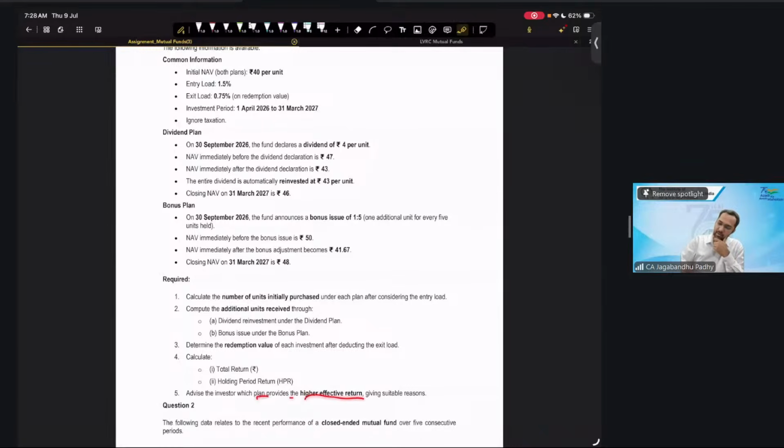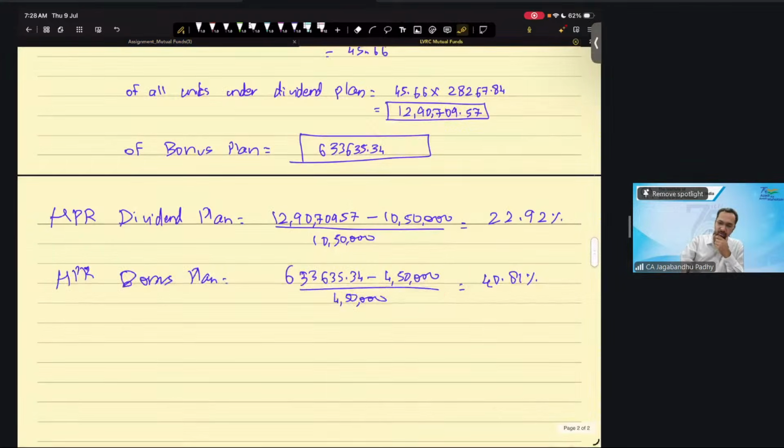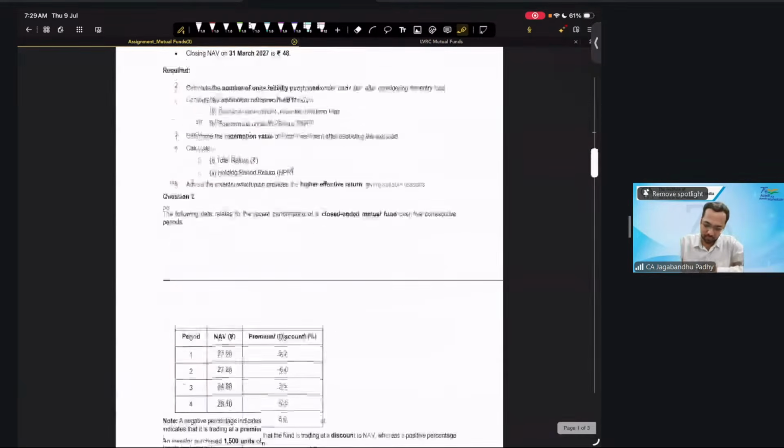Which plan provides a higher effective return given the suitable reasons? Of course, bonus plan is providing you the higher returns. In terms of rupee terms, of course, you can see this plan is better. But in terms of percentage, the bonus plan is a better proposition.